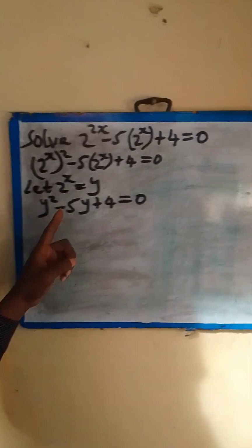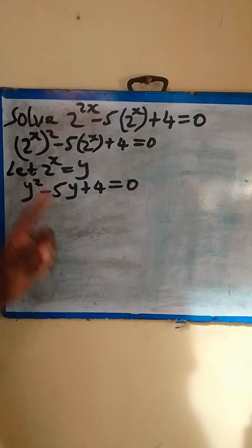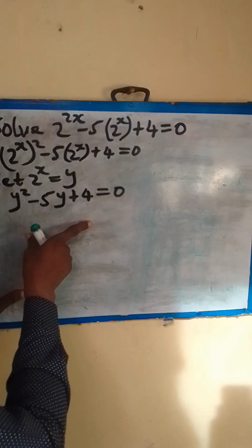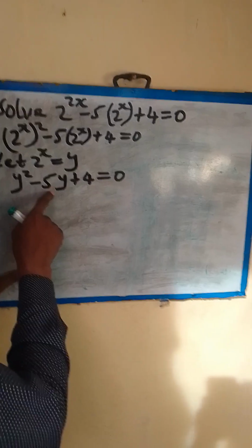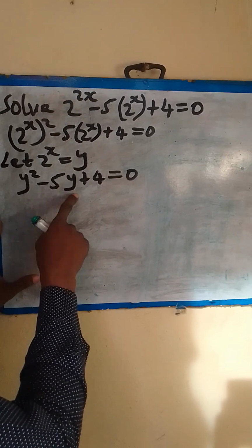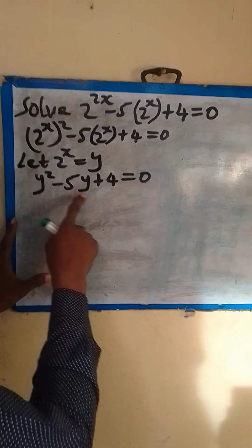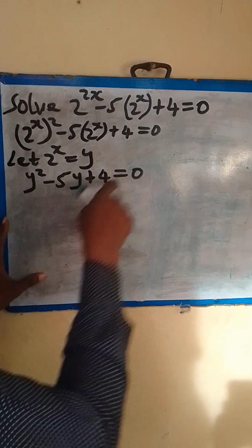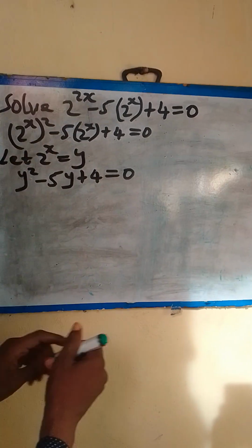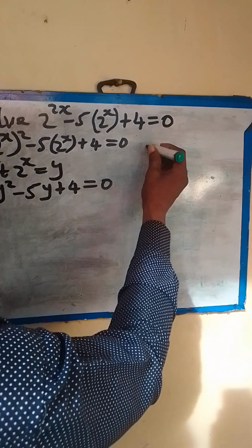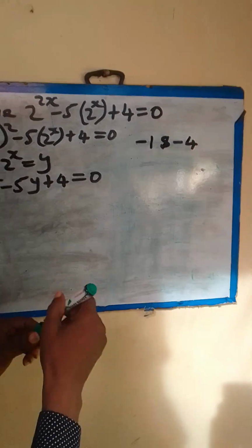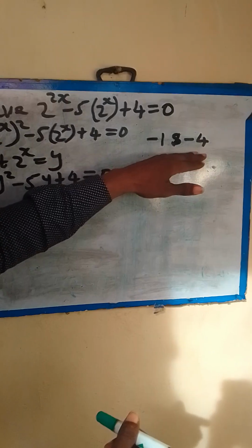How do we apply factorization method here? You look for two numbers that when you add the two numbers will give you minus 5, the middle term here, and when you multiply these same two numbers will give you plus 4, the constant. So now you begin to think of those numbers. Now I have thought of minus 1 and minus 4. So these are the two numbers, and these numbers here are the factors.